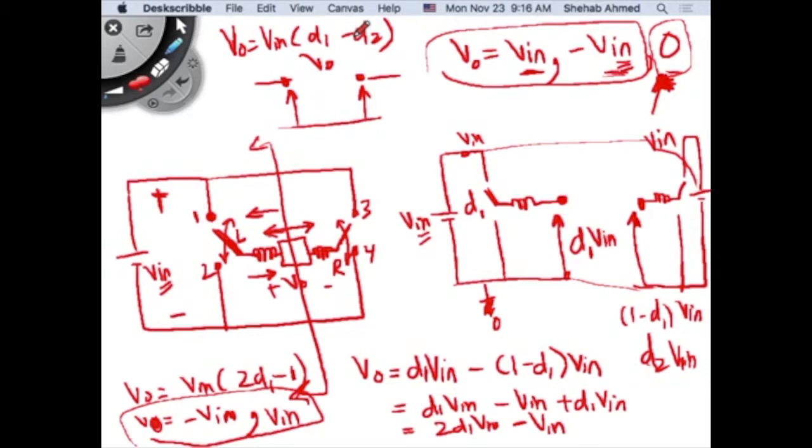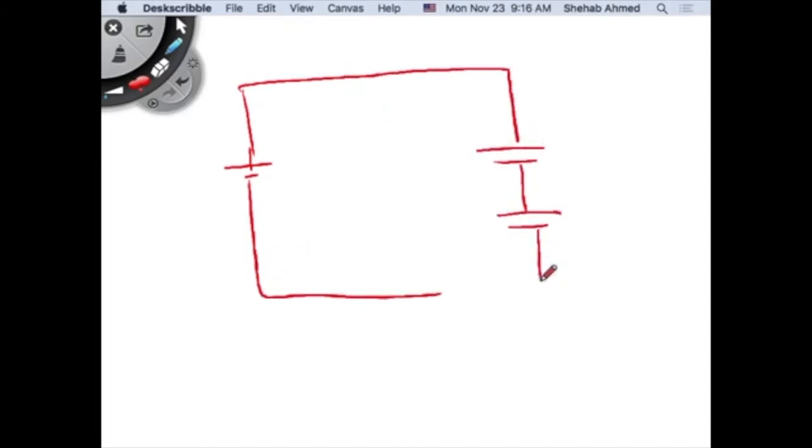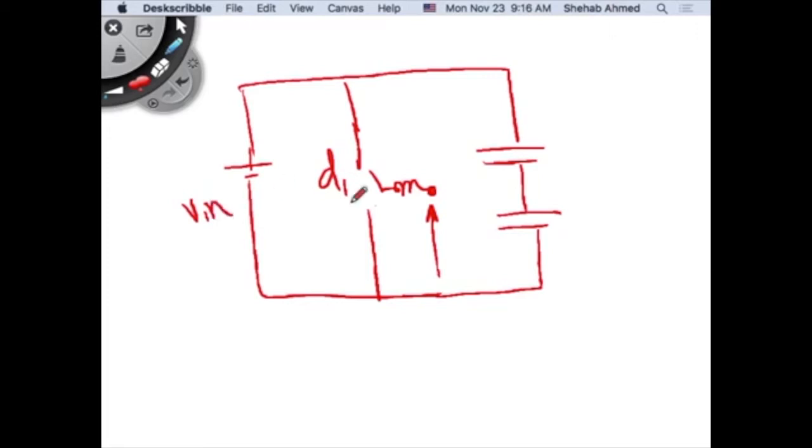But I just want you to get a feeling of the operating range, and then we can do the same thing for the half bridge inverter. There's something called the half bridge inverter topology, and the half bridge looks like this. These are two capacitors, and this is my same representation. So this is operating with D1. What is the voltage here? Average value? V in times D1.